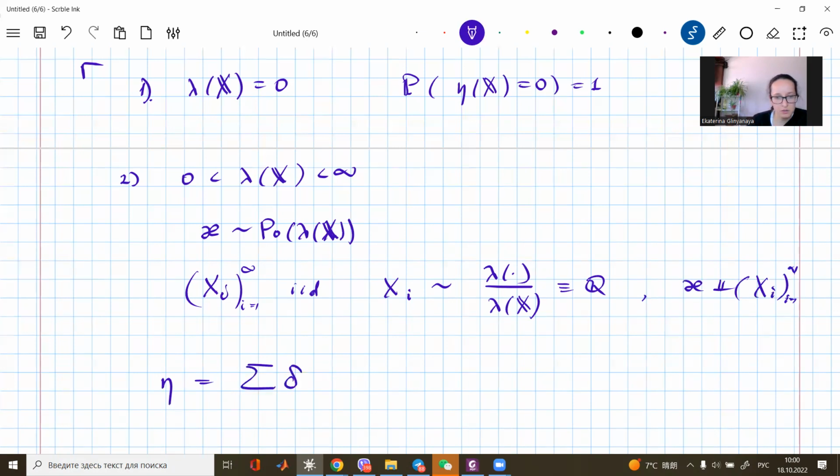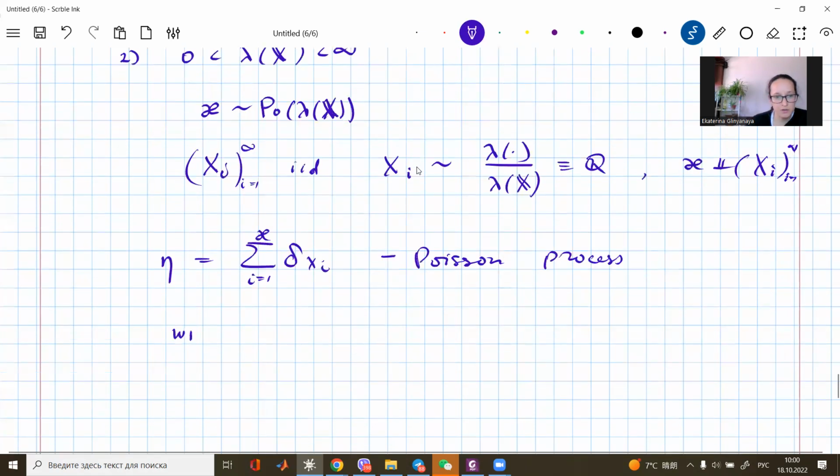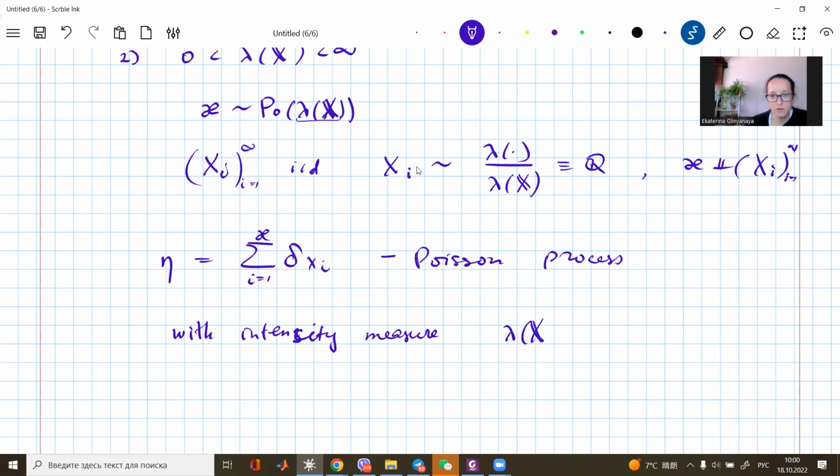From the first theorem it states that this process, the sum of delta X_i for i from 1 to kappa, is a Poisson process with intensity measure given by what? We take the parameter of this Poisson distribution times the distribution: lambda of the whole space times lambda divided by lambda of the whole space. So this is just lambda, which is what we claimed in our proposition.